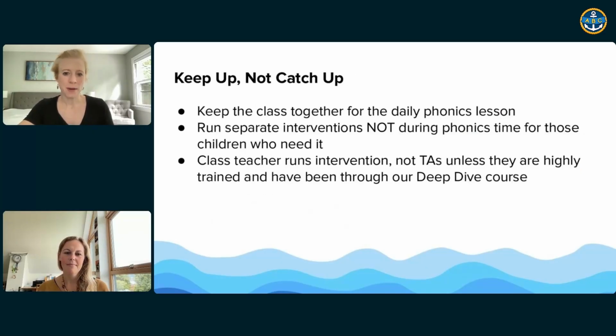Finally, let's move on to keep up, not catch up. This is possibly the most essential tip. Now, our philosophy is to keep the class together for the daily phonics lesson and then run separate interventions, not during phonics time, for the children who need it. A few reasons for that. Firstly, it will do no harm for your less able readers to be hearing daily sessions. Much of it will be being absorbed and can be then employed when their individual challenges are overcome through intervention.